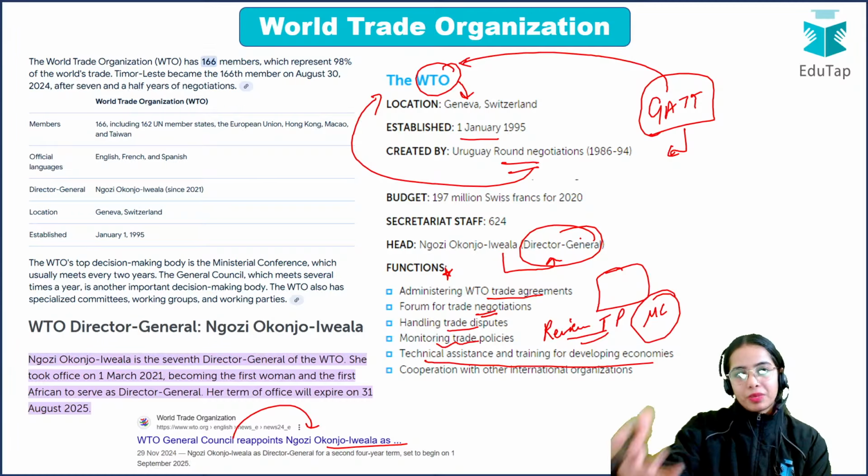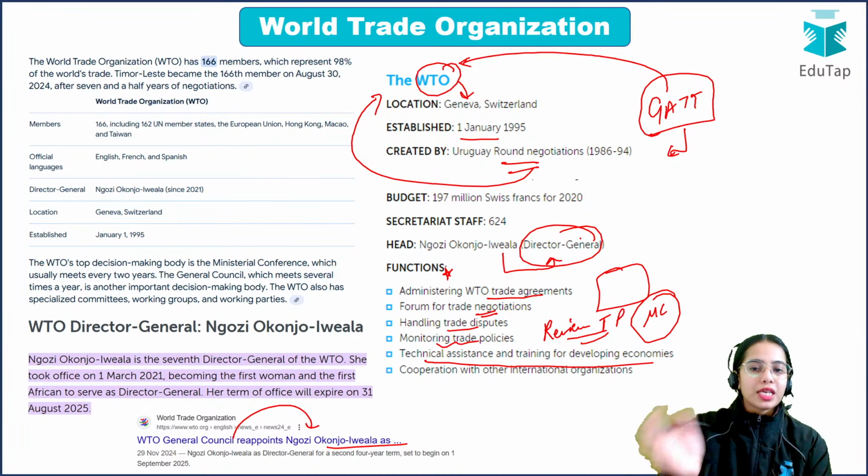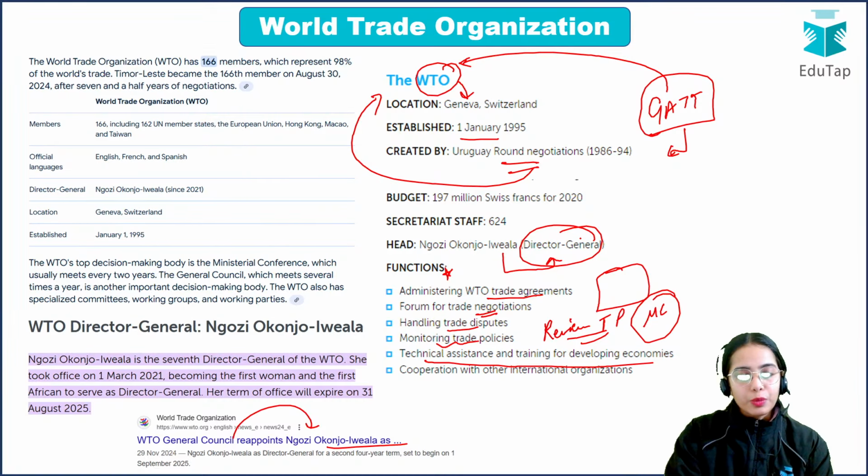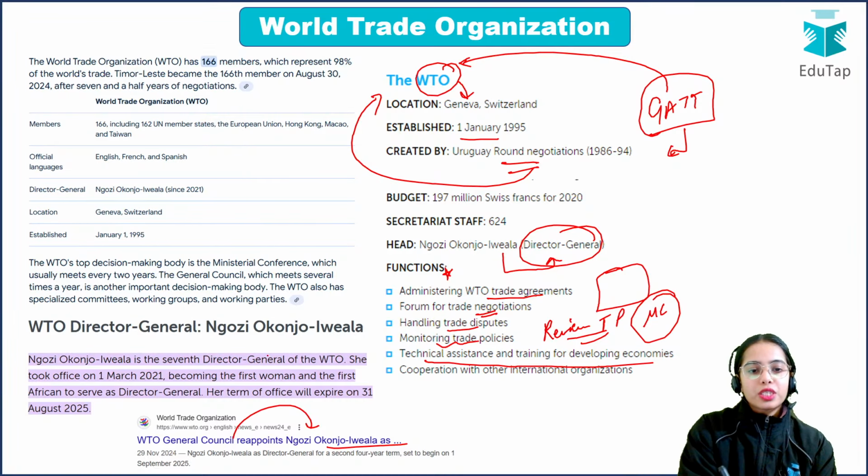Her tenure has been extended, and for the second time she has become the Director General of the WTO. She is the first woman and the first African to serve as Director General. Her term of office was expiring in 2025, but it has been extended for another 4 years.